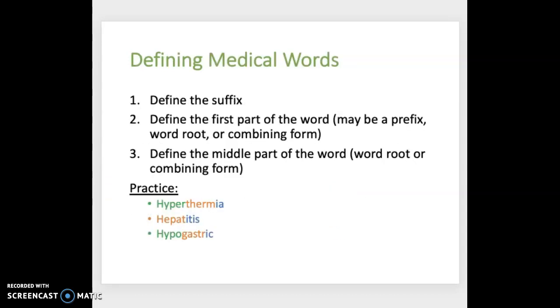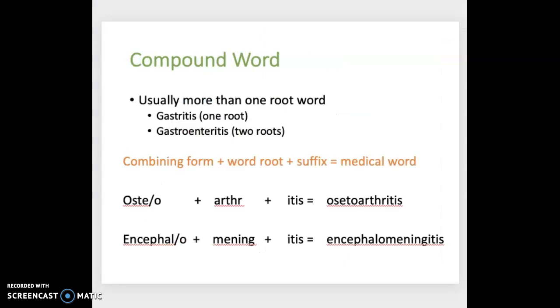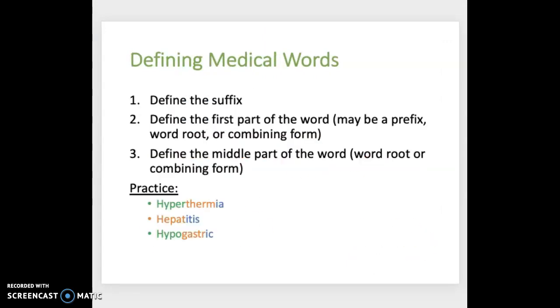So to define a medical word or a medical term, you start at the end of the word, actually, which is maybe not what you would think. But first, you'll define the suffix. First, you'll start by defining the suffix. So in this case, the suffix is ia.